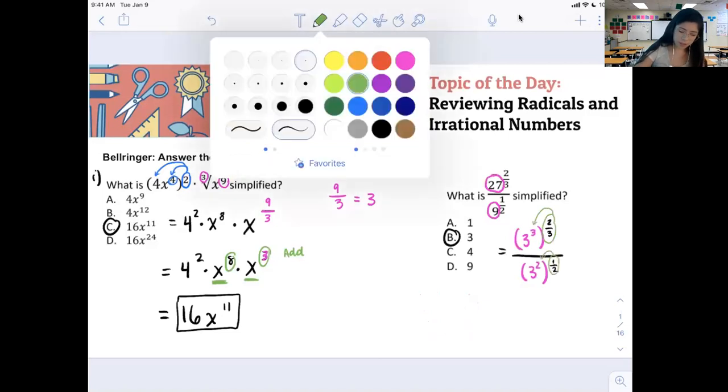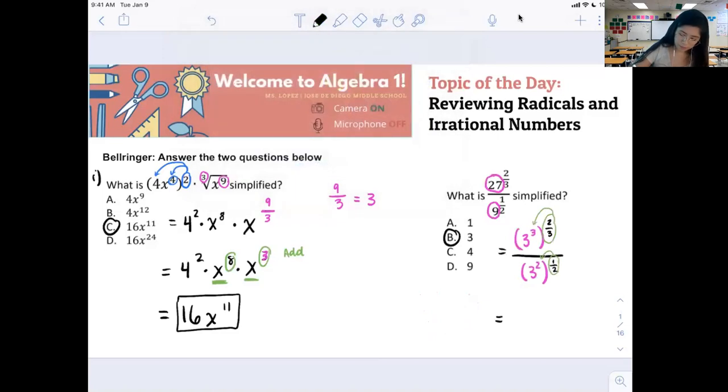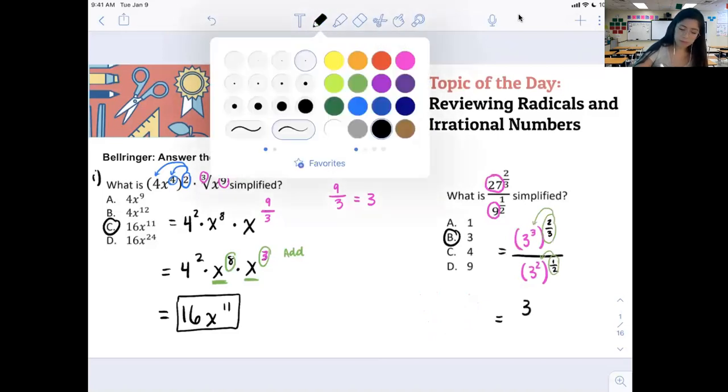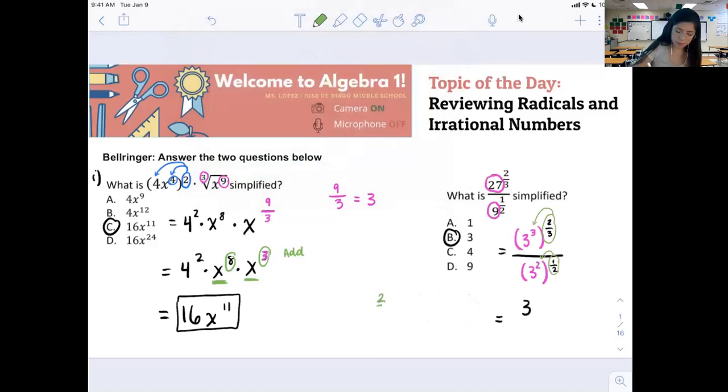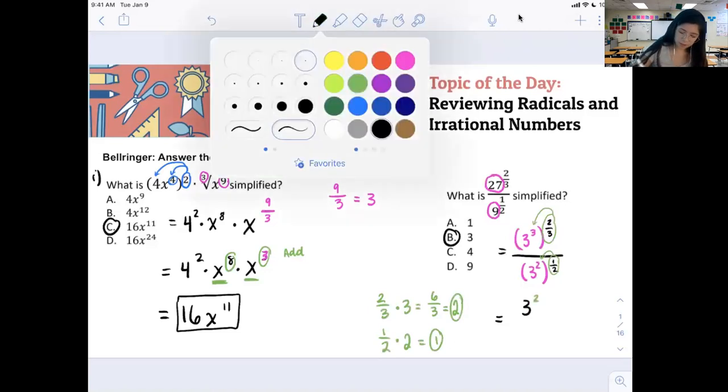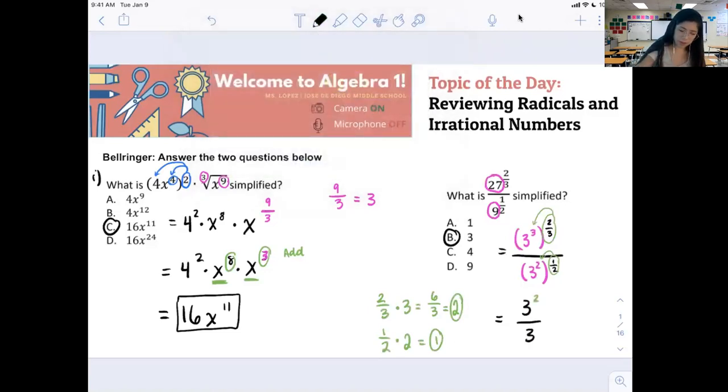So what's 2/3 times 3? 6 over 3. 6 divided by 3 is 2. And then what's 1/2 times 2? That equals 1. So now what I have is 3 squared over 3 to the power of 1.